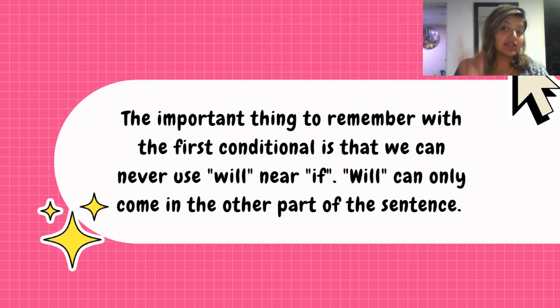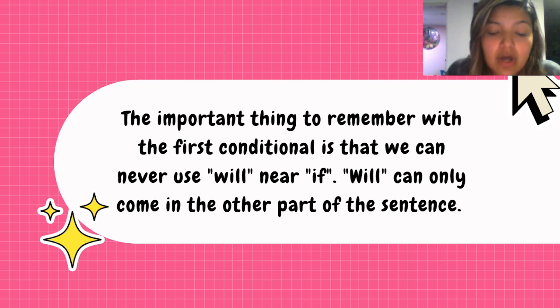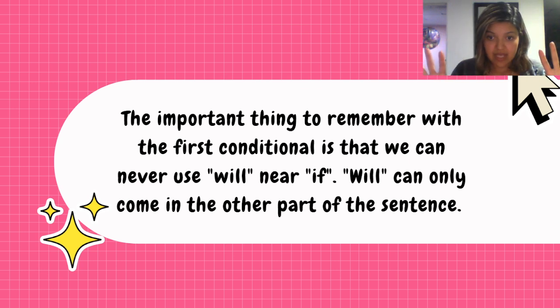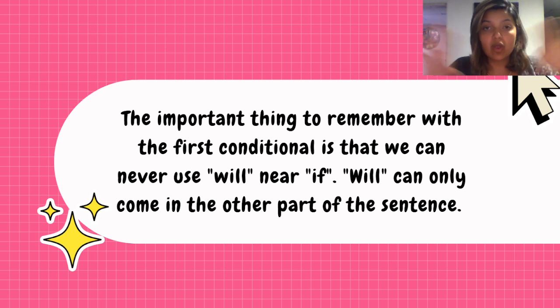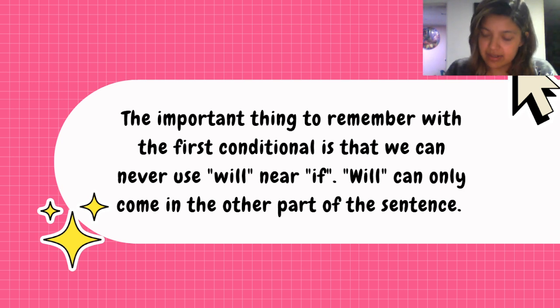The important thing to remember with the first conditional is that we can never use will and if together. Will can only come in the other part of the sentence. So the first conditional has two parts, and one starts with if and the other one with will. Will and if cannot be in the same part, they cannot be in the same space. So they need to be always separated, whether it's at the beginning or at the end. It doesn't matter the order.